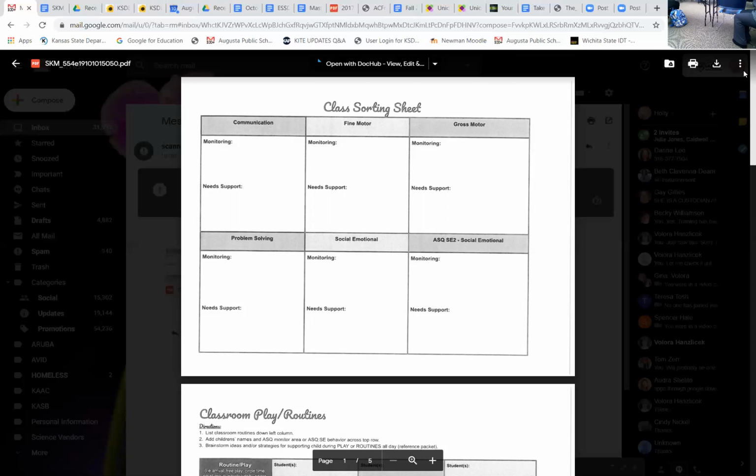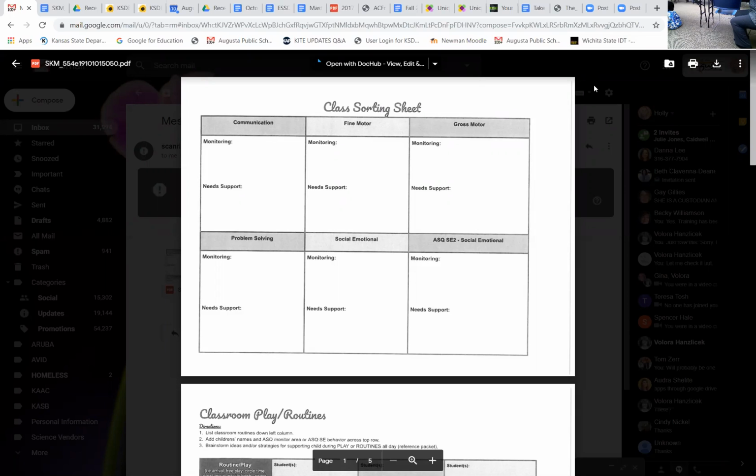So this is just a little bit of work time for you to mark down your kids. All of the information you need is on the sheets that I gave you, so you don't have to look at each kid's page. That should be faster. Take about 10 minutes to jot your information down for monitoring and needs support. Pause the video, and then start it again when you're ready. Okay.